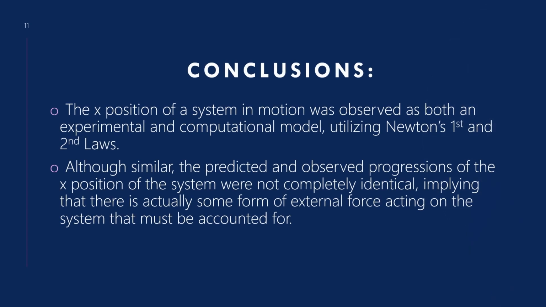Conclusions. The x position of the system in motion was observed as both an experimental and computational model, utilizing Newton's first and second laws. Although similar, the predicted and observed progressions of the x position of the system were not completely identical, implying that there is actually some form of external force acting on the system that must be accounted for.